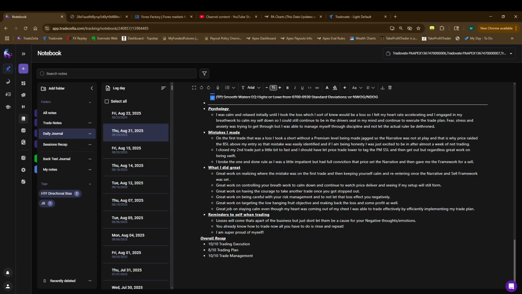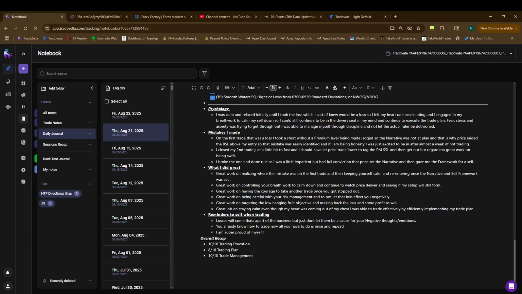Great job on staying calm, and even though my heart was coming out of my chest, I was able to trade effectively by efficiently implementing my trade plan. Let's go to the reminders. Losses will come. That's part of the business, but just don't let them be a cause for your negative thoughts and emotions. You already know how to trade. Now all you have to do is rinse and repeat. I am super proud of myself. And the overall recap: 10 out of 10 on execution, 8 out of 10 on the trading plan, and 10 out of 10 on the management.